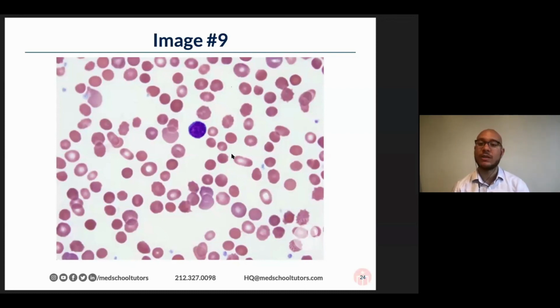Perfect. So now let's take this a step further. Folks have mentioned hereditary spherocytosis as one possible cause of a smear like this. Give me another, can anybody think of another cause of spherocytes? And I'm seeing one answer, which is hemolytic anemias.